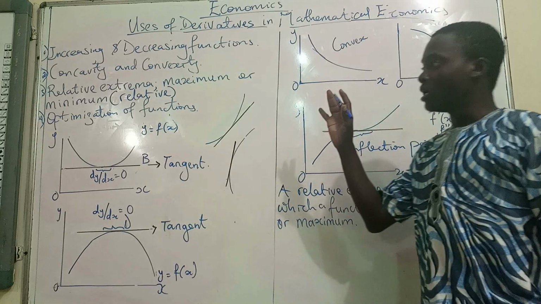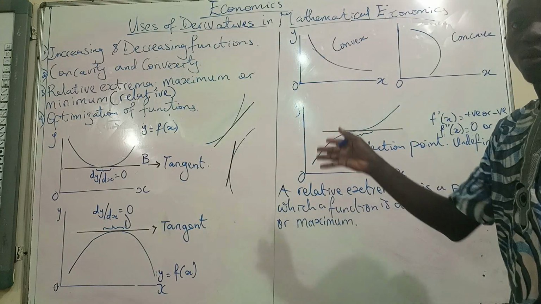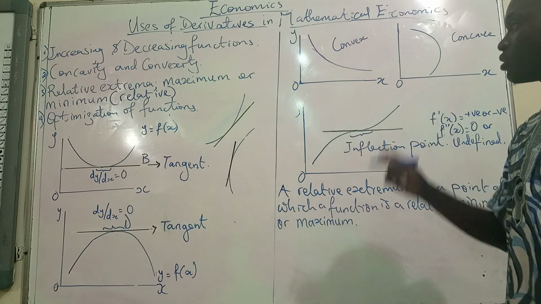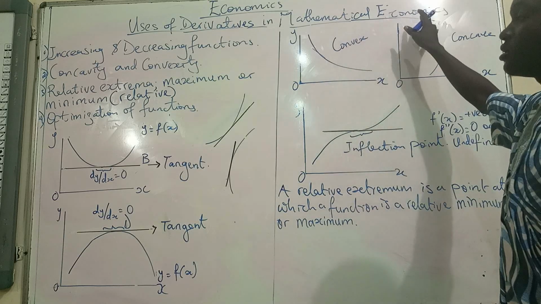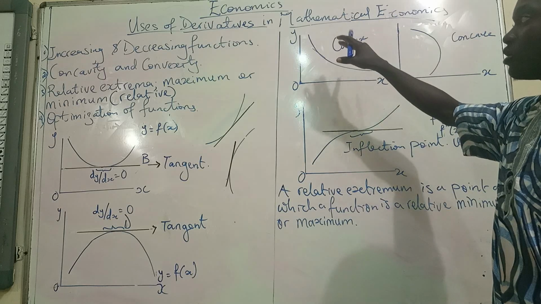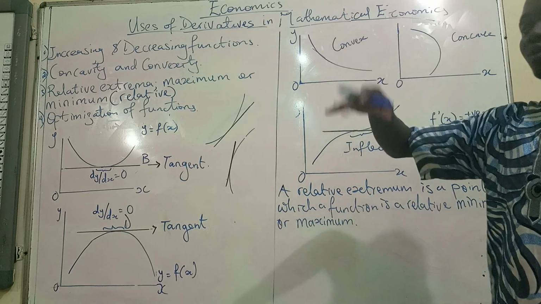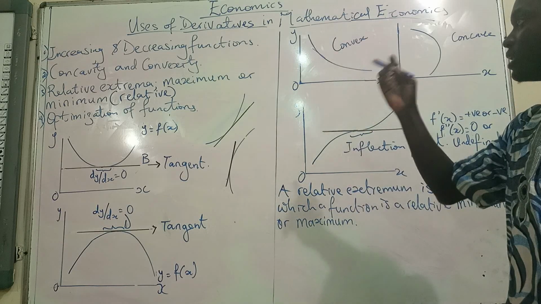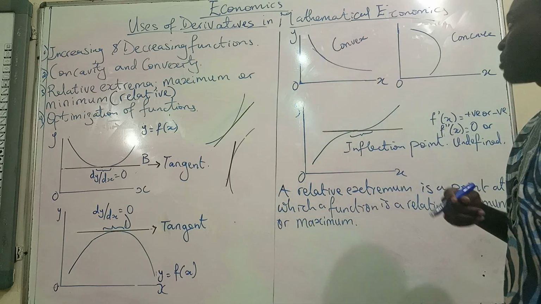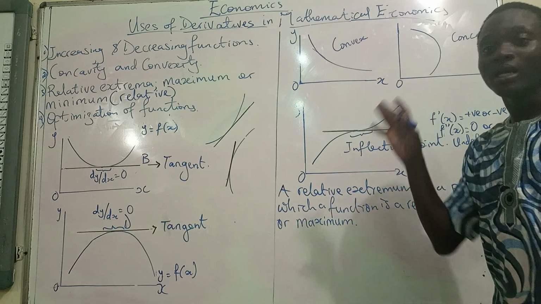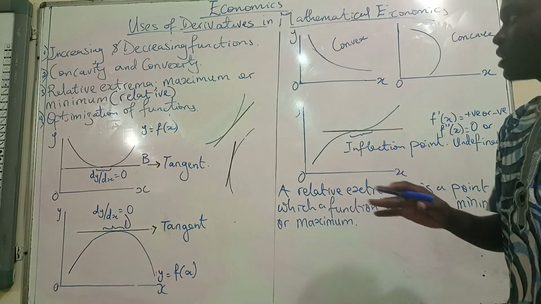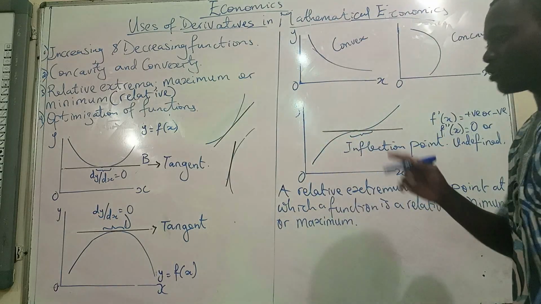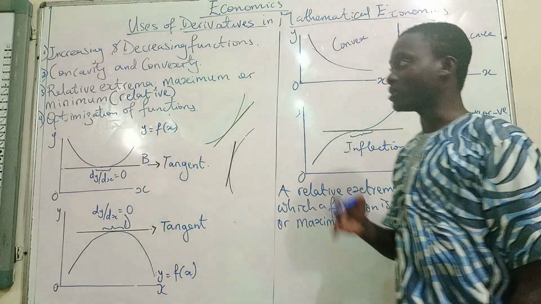So there are 4 basic reasons. There could be more, I don't know, but there are 4 reasons on the board why we make use of derivatives, why we make use of calculus in mathematical economics. So there are 4 reasons why this concerns us. Now, the first is increasing and decreasing functions. For us to know the increasing and decreasing functions.